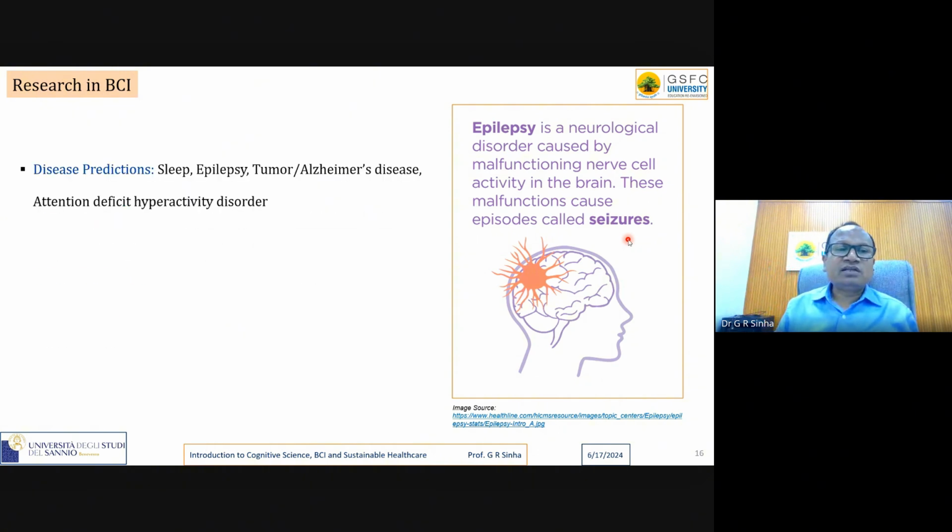Number one is disease prediction. Sleep, epilepsy, tumor, Alzheimer's disease, attention deficit hyperactivity disorder. This is popularly known as ADHD. Look at attention deficit, lack of attention, hyperactivity. Suddenly, hyperactivities can be performed without paying attention. So, attention deficit hyperactivity disorder, called ADHD, Alzheimer's, brain tumor, epilepsy, sleep.